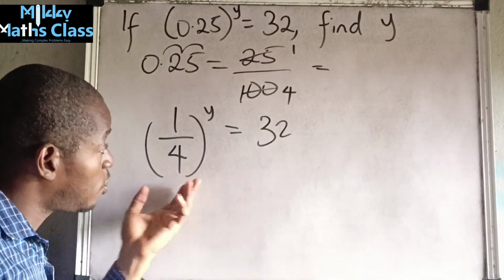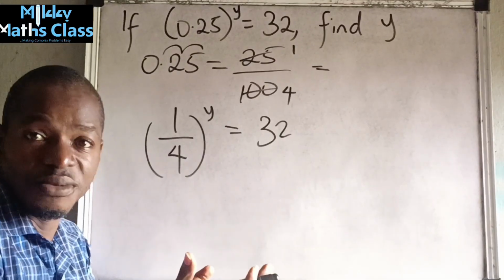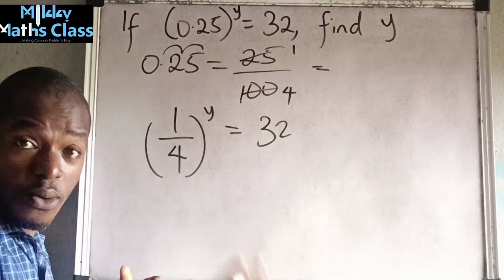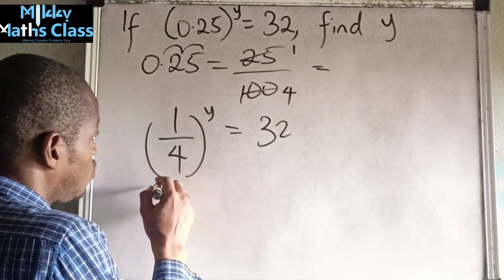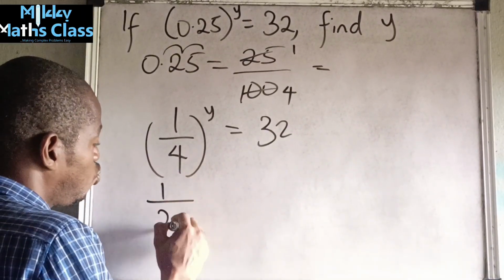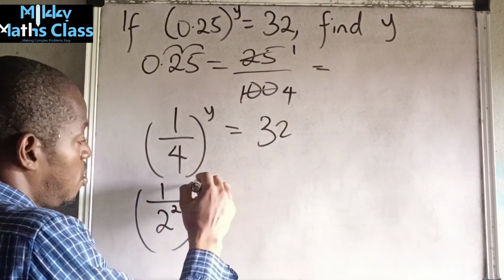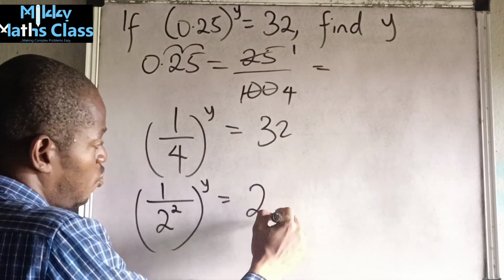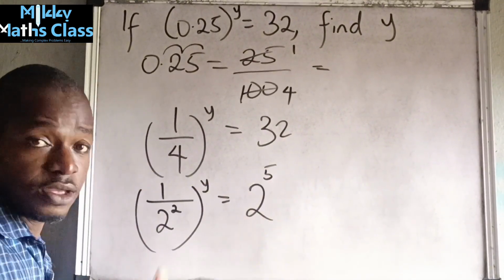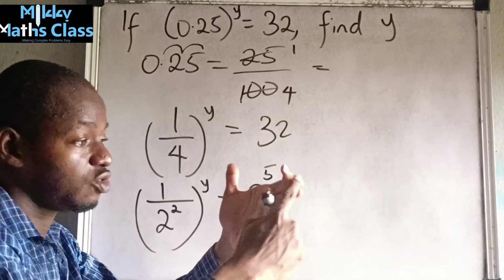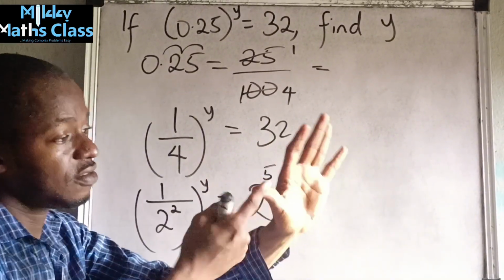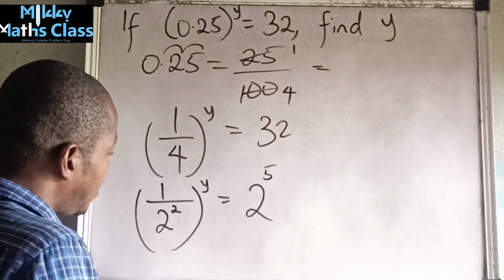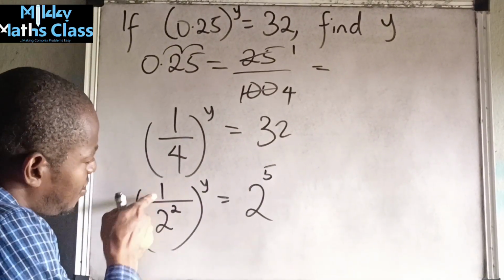Now this is 4, this is 32. How can we make them similar? The first thing to do, I can write my 4 to be 2 to the power of 2. So I can say this is 1 over 2 to the power of 2, raised to the power of y, is equal to 32, which can be 2 to the power of 5. 2 times 2, 4. 4 times 2, 8. 8 times 2, 16. 16 times 2, 32. So 5 times.